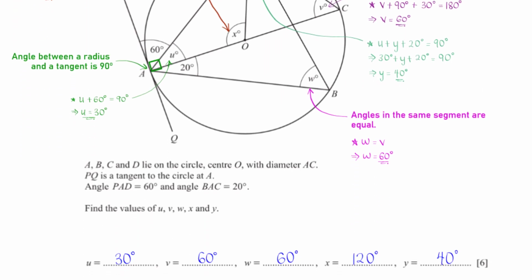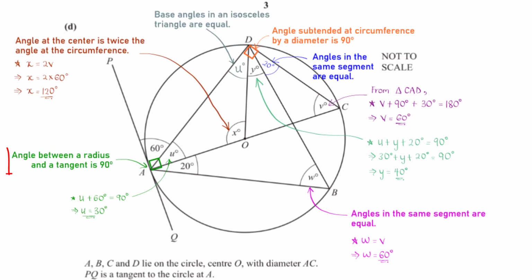A, B, C, and D lie on the circle center O with diameter AC. PQ is a tangent to the circle at A. Angle PAD is 60 degrees and angle BAC is 20 degrees. Find the values of U, V, W, X, and Y. The angle between a tangent and a radius is 90 degrees. This means that when we subtract 60 degrees from 90 degrees, we get the value of U as 30 degrees.